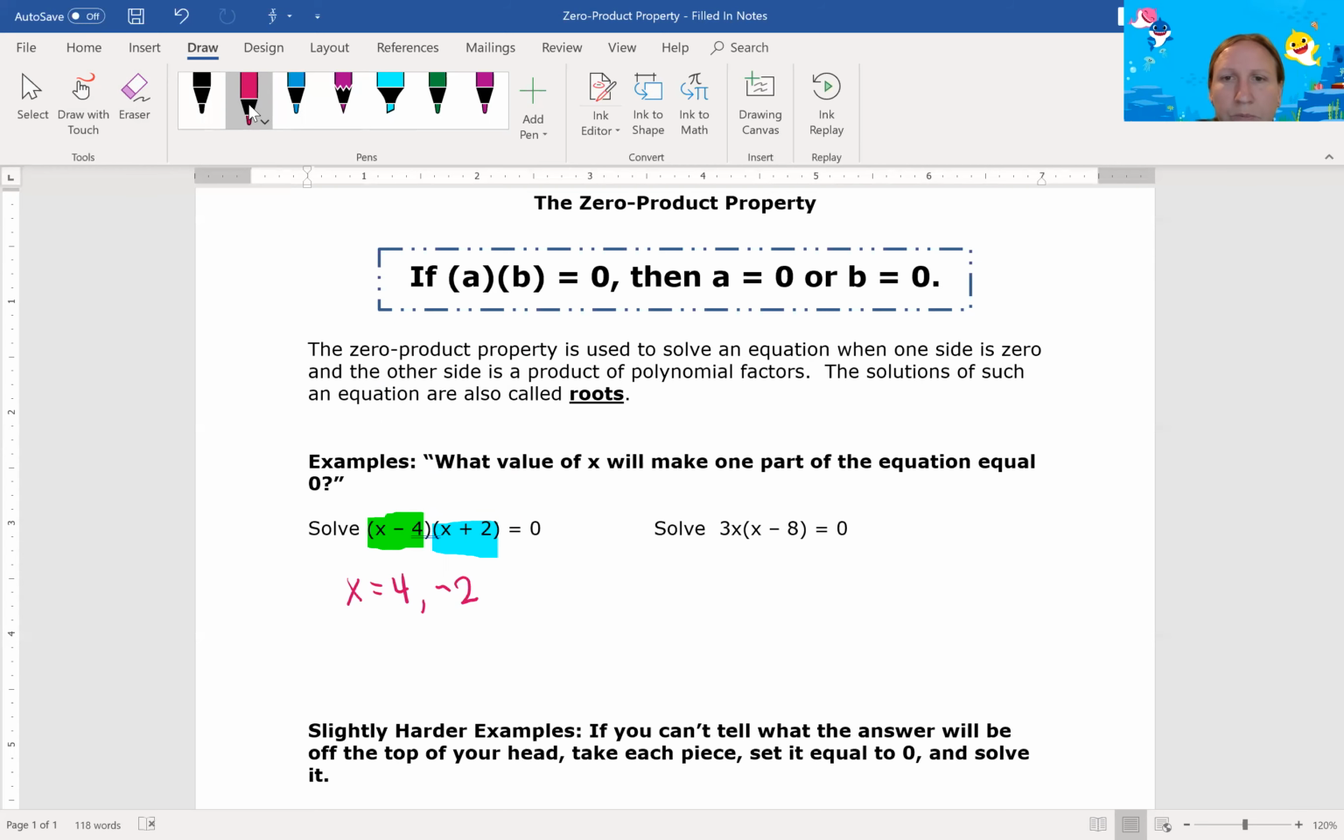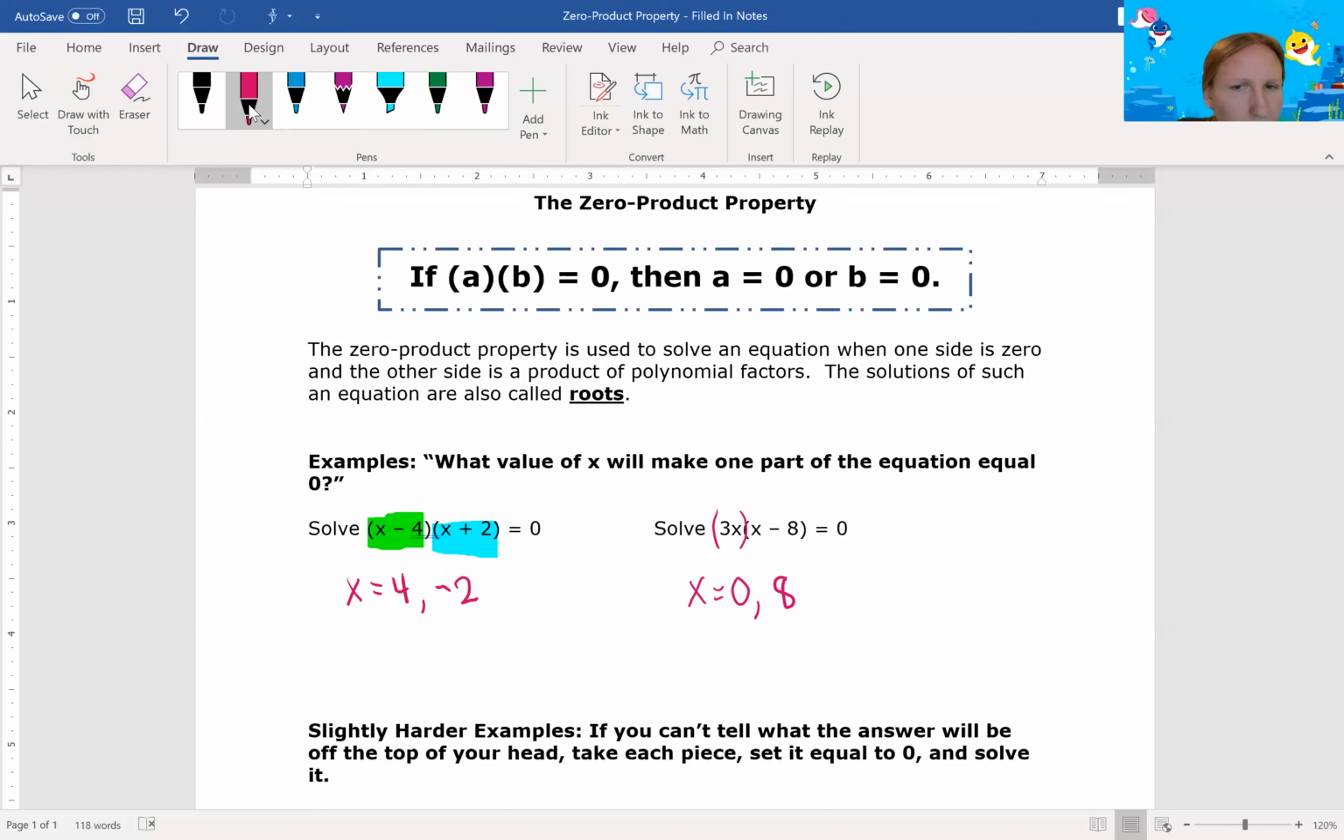In the second equation, we only have one parenthesis, but that's okay, because technically we could put parentheses around that if we really wanted to. So we still have two polynomial pieces being multiplied together, two polynomial factors. For the first piece, a lot of people forget about this one on the outside. 3x is 0, so x must be 0, because 0 times 3 would make this piece 0. For the other one, if we want x minus 8 to be 0, that would mean that x would be 8. So our two solutions are 0 and 8.